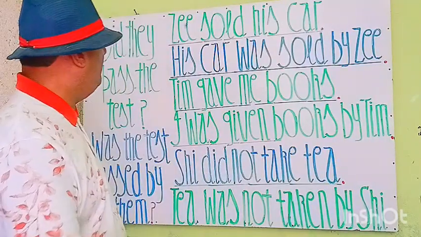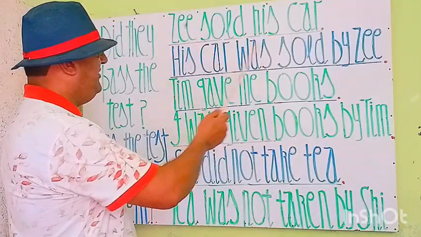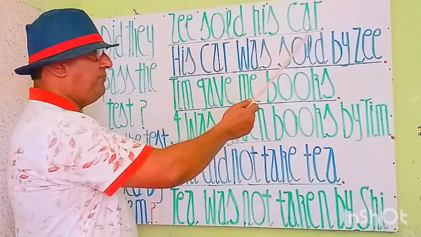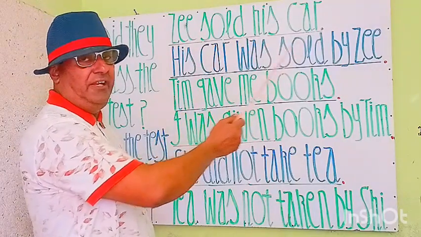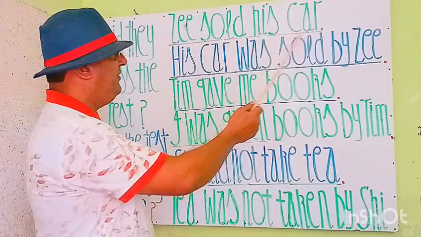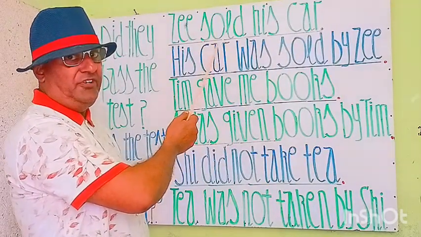First statement, you see my students. Z sold his cat. This is the past tense. Z sold his cat. This is past indefinite tense.